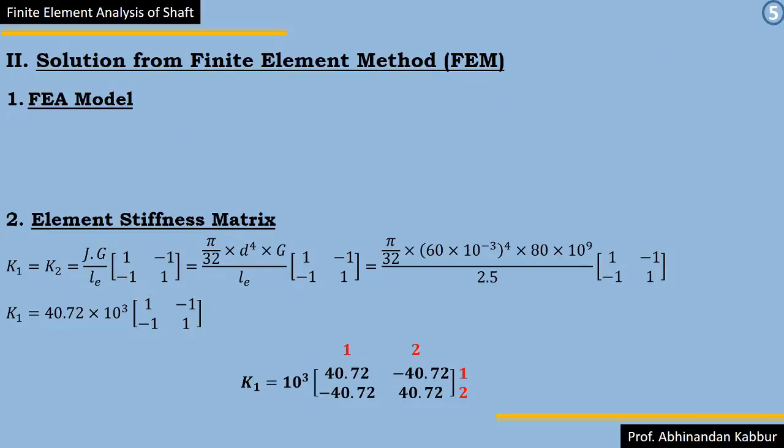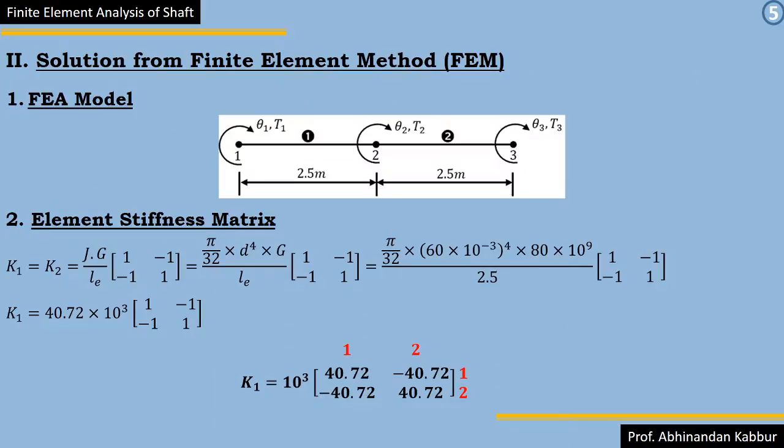Now I'll start with the FEM solution. In the FEM solution, the first thing I need to do is the FEM model. So this is what I have done, the FEM model, where I am going to consider two elements, where each element is 2.5 meter. Then theta 1, theta 2, theta 3 are the possible angular displacements, and T1, T2, T3 are the possible applied torques.